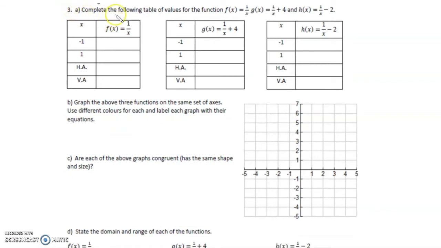Okay, number 3, complete the following table for the base function f at x equals 1 over x. Okay, so this is our rational function. And then g at x equals 1 over x plus 4, h at x 1 over x minus 2. So from our original graph, 1 over x, we know that we plot the points -1, -1, 1, 1. We have a horizontal asymptote of y equals 0 and a vertical asymptote x equals 0.